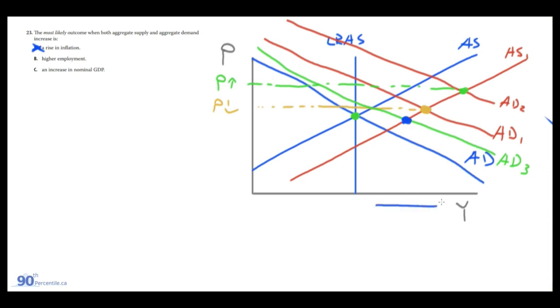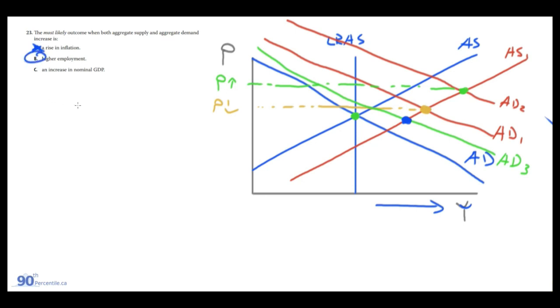For B, higher employment, this is actually the answer because no matter the magnitude of these shifts, we always end up at a point further along on the output level, which remember the equilibrium is also representative of the employment level or full employment. So no matter if we're at this point, or this point, in each case, we're always at a higher employment level.